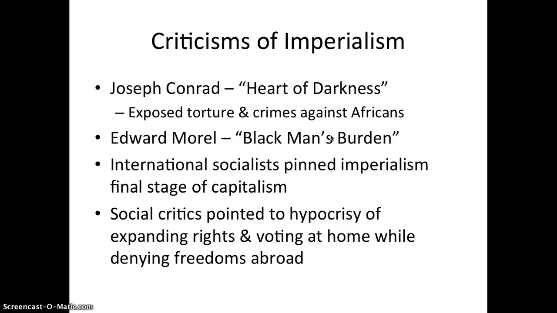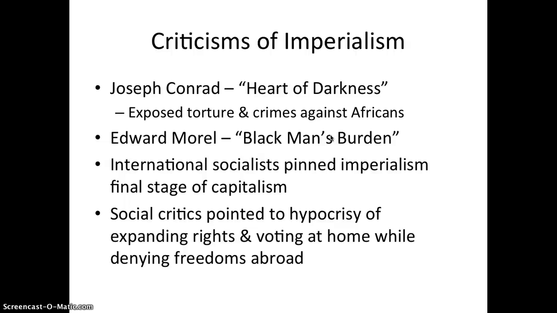Joseph Conrad also wrote the book Heart of Darkness, which exposed the torture and crimes against Africans at this time. It was a novel based on a true story up the Congo River. Edward Morel had a response to Rudyard Kipling's White Man's Burden with the Black Man's Burden. International socialists, so not these domestic democratic socialists that we're talking about in Germany, for example, but international socialists, pinned imperialism as the final stage of capitalism. We're headed towards that Marxist revolution.